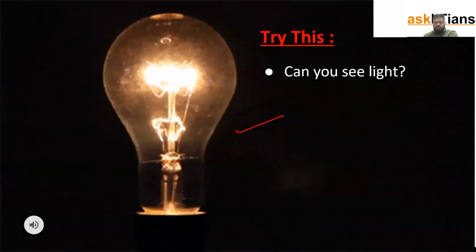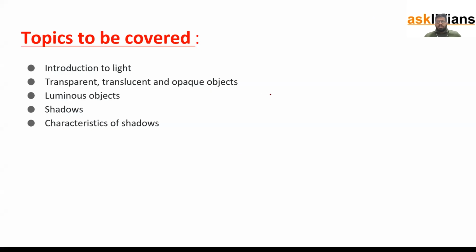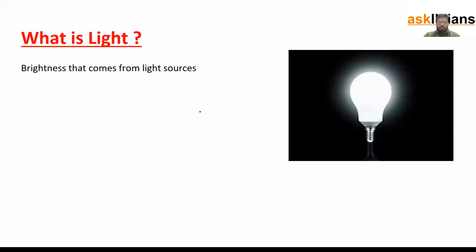Okay. So today what are the topics we are going to cover in this class is introduction to light. First of all, we will see what is light. Then we'll see about types of objects, which will be transparent, translucent and opaque objects. Then we'll move on to luminous objects. Then we'll further move to the discussion of shadows, what are shadows, and finally we will end the class on a topic which is characteristics of shadows. Okay, so I hope the outline of the class is clear to you all. Okay, so we'll move forward now.